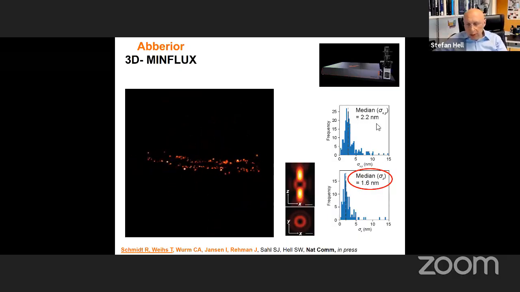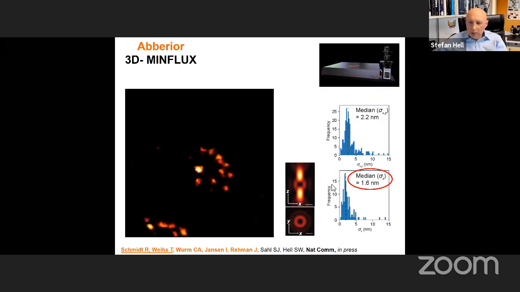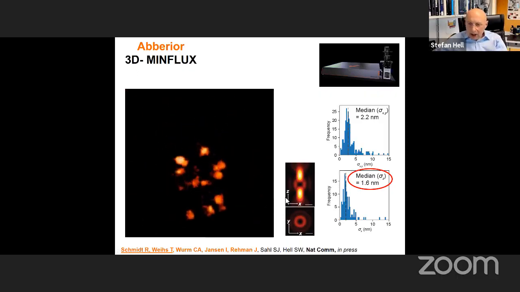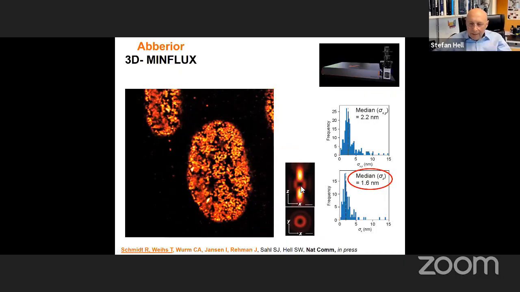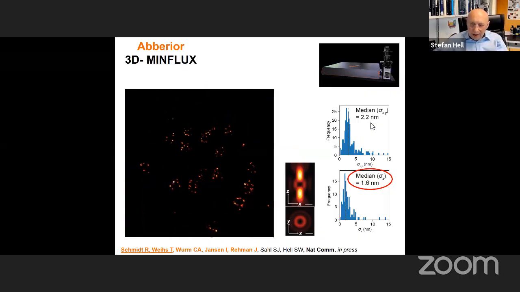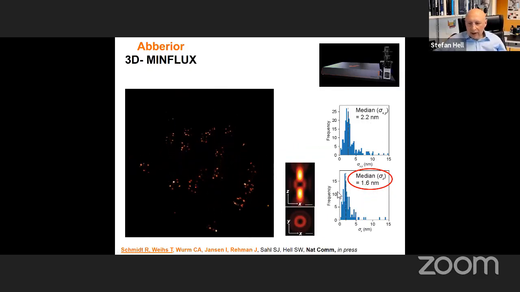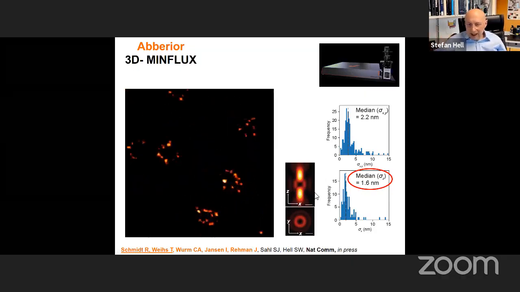X and Y, 2.2, is not as good as the high end that I've shown before. But this is not so surprising, because it uses a 3D donut. You must not compare two-dimensional data with data that were taken with a three-dimensional donut. Of course, if you use such a three-dimensional donut, there's more noise in it, then the convergence is not so good, and so on. But still, it is very good. I mean, sigma of 2.2 in X and Y and 1.6 in Z is fantastically good. But this is not the end of the development.